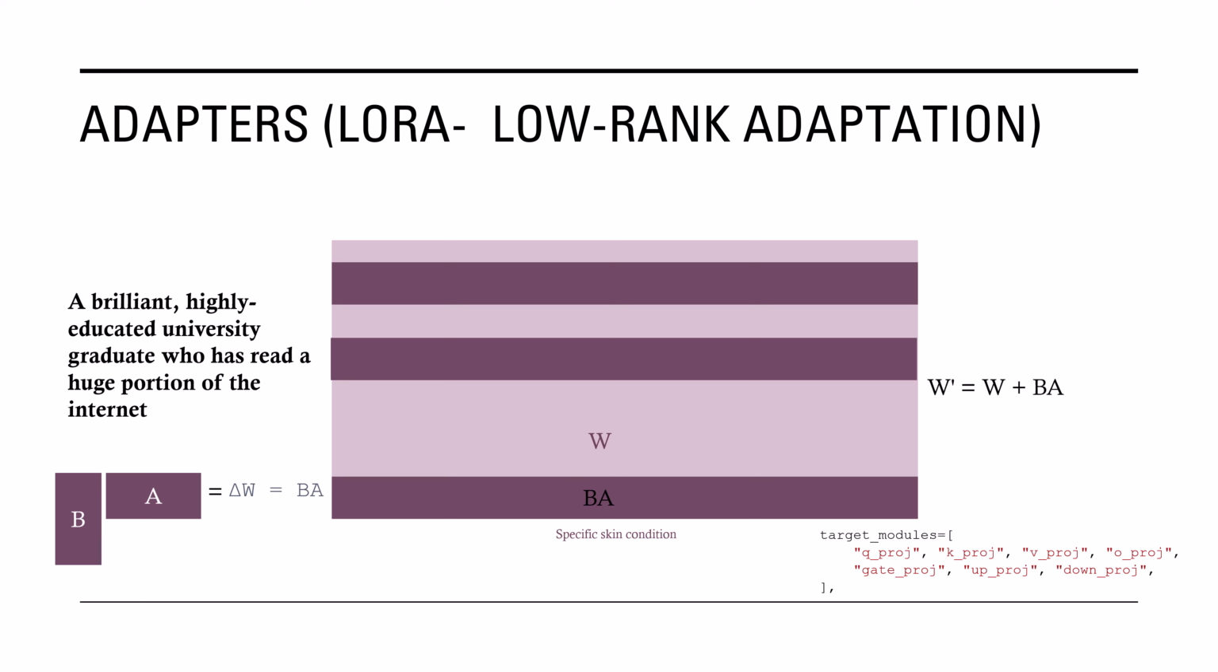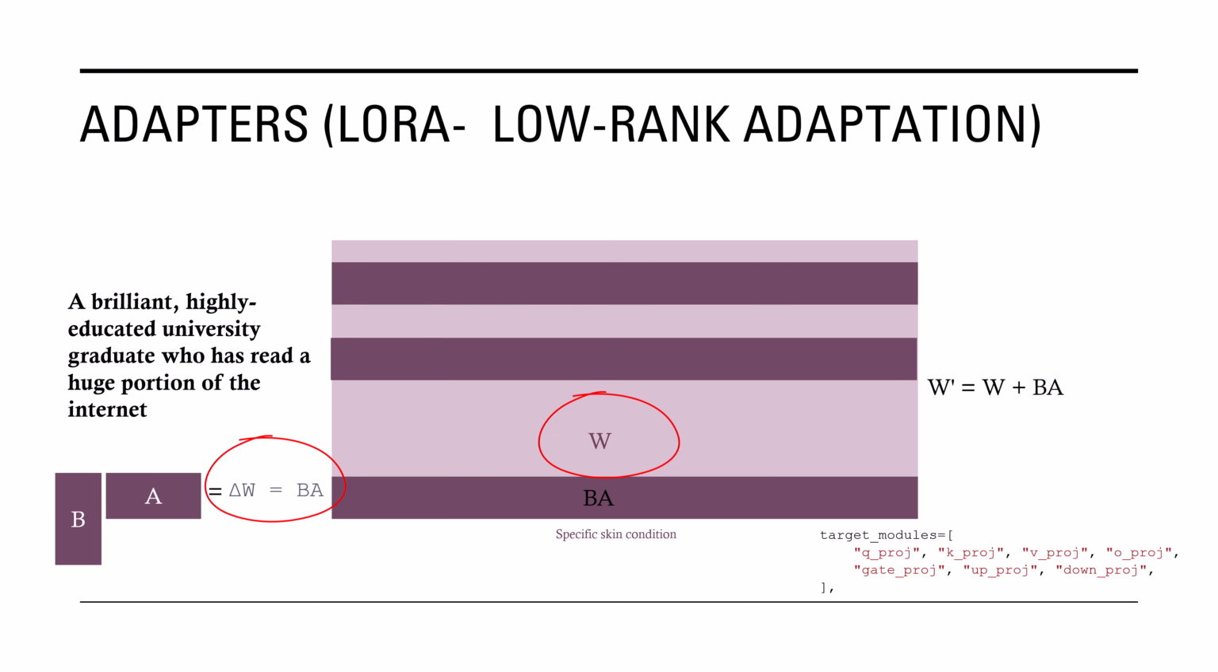So how it works: instead of updating the full weight matrix W, where W is the full weight of all the matrices in the LLM, LoRA learns a low rank approximation of the change in weights, delta W, which is equal to B and A. And B and A are small matrices. So as you can see here, delta W is the product of two much smaller matrices.